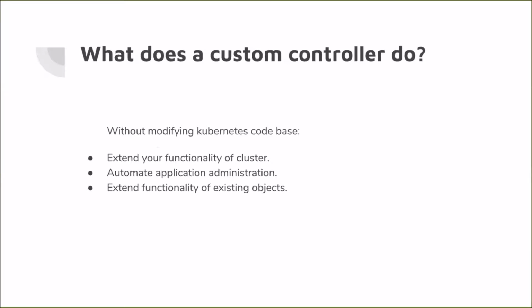What we can do using a custom controller are three important things that I could figure out. You can extend the functionality of your cluster, and as an application administrator, if you want to deploy any application, you can easily automate its administration. As well, you can extend the functionality of existing objects like deployment, stateful set, or replica set. You can extend their controllers. Kubernetes controllers are written in a very pluggable way, just to extend the functionality of the cluster and objects.